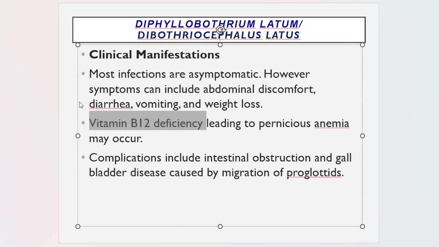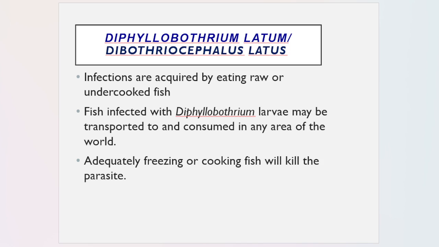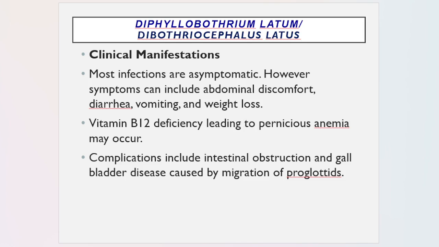And vitamin B12 is also very important in our brain, for brain functioning. So, there can also be associated imbalances that will happen in the brain, like neurologic symptoms. So, complications, yun nga yung intestinal obstruction, gallbladder disease. Naulit yan. Caused by migration of proglottids.